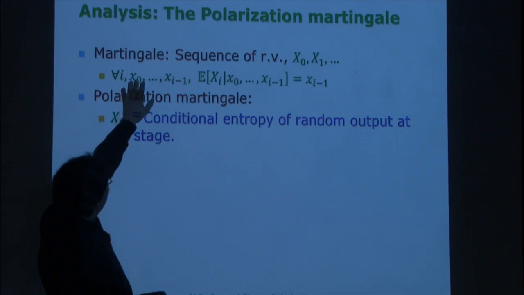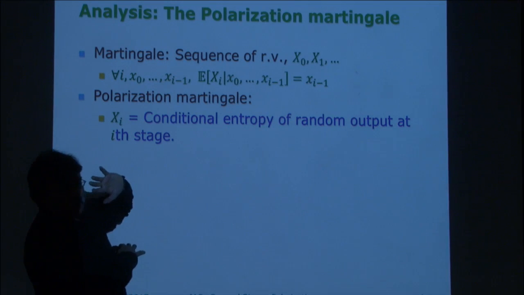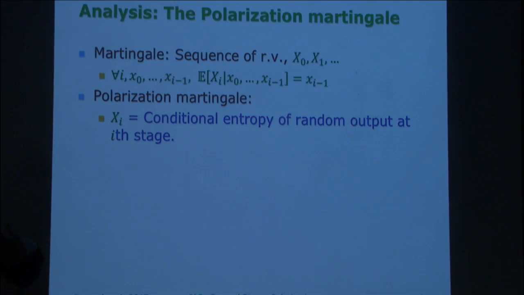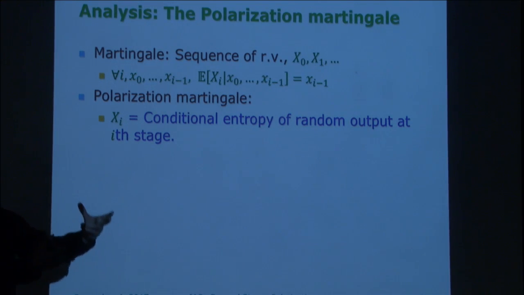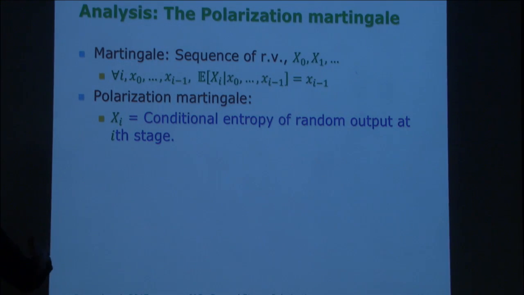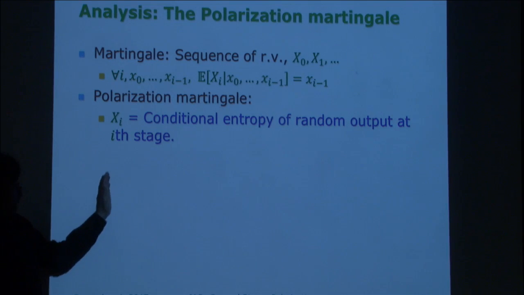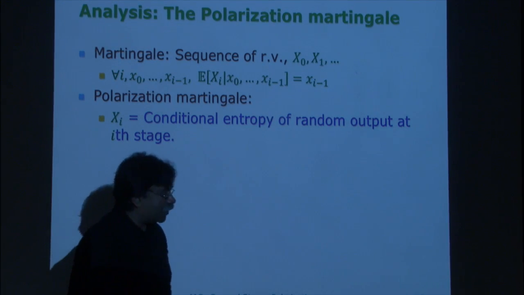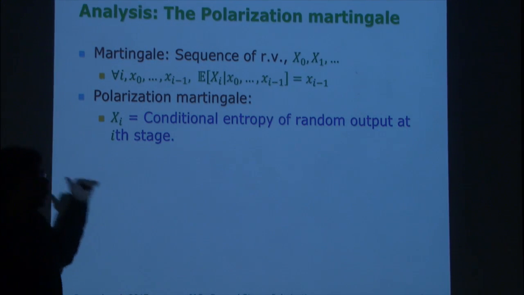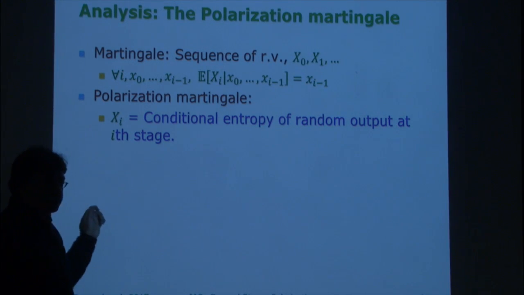The way the polarization transform was described, it was a sequence of transformations. I first took 4 variables and constructed 4 new variables. Then I took 8 variables and constructed 8 new variables, et cetera. So there is a sequence of transformations which looks roughly like a butterfly. I'm going to pick one of these rows in this matrix and follow that variable.